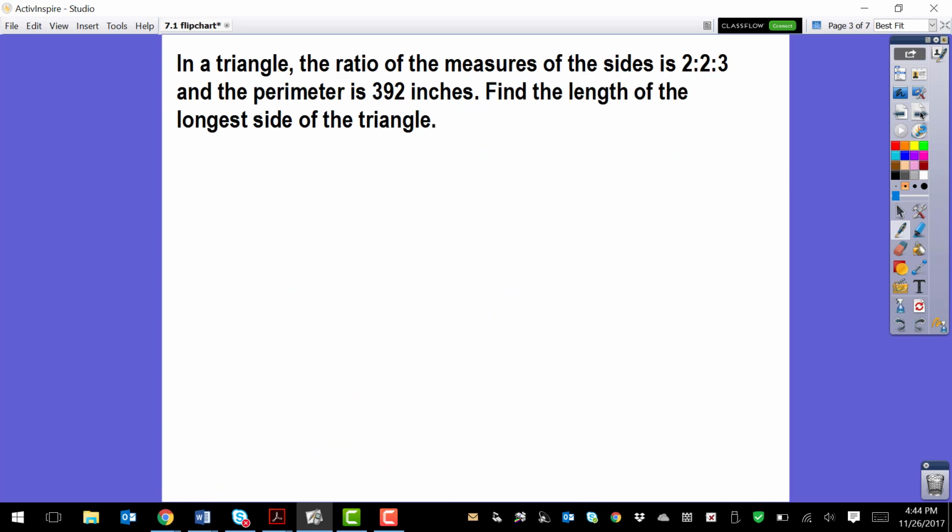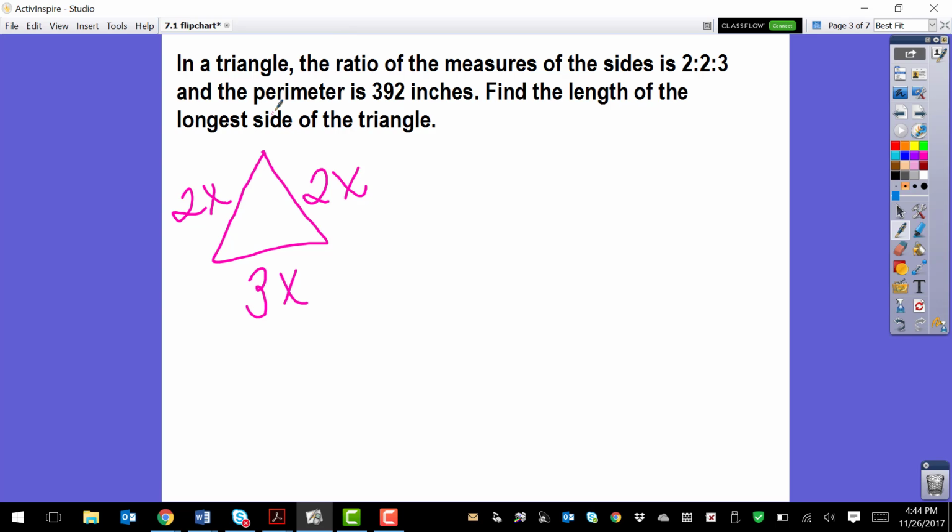Another example: in a triangle, the ratio of the measures of the sides is 2 to 2 to 3. There are 3 sides on a triangle, so one side is going to be 2x, another side is going to be 2x, and the third side is going to be 3x. Interesting, this is just a random thought: this is an isosceles triangle because 2 of its sides are both 2x, so 2 of its sides are congruent. That's just a side note. But anyways, same thing, I'm going to take the numbers out of the ratio and stick a variable on them: 2x, 2x, and 3x.